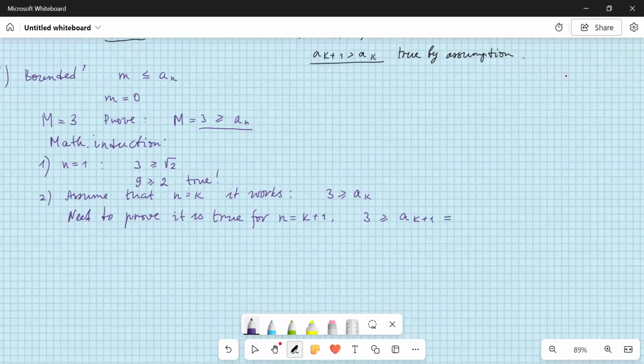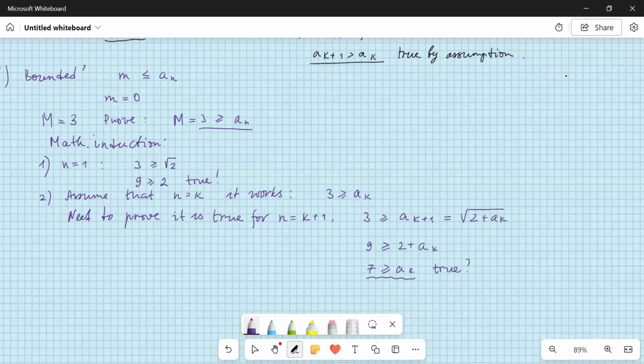I'm going to write down square root of 2 plus a_k. And I'm going to square both sides, like I did for the first term. That's going to be 9 here, and that's going to be 2 plus a_k here, right? And I'm going to subtract 2 from both sides and get 7 greater or equal than a_k. Well, is it true?